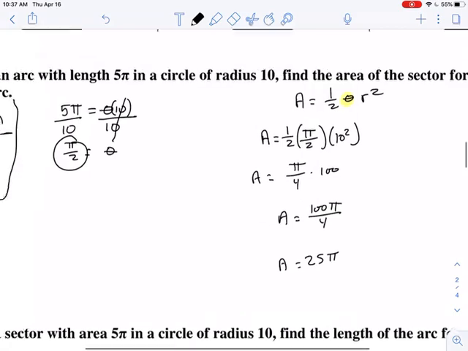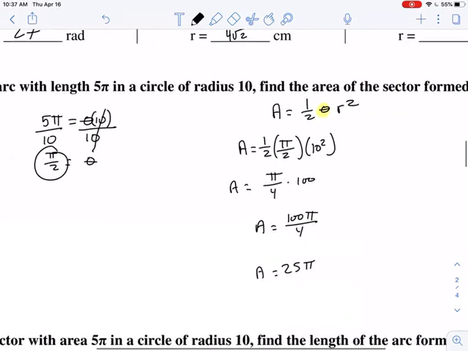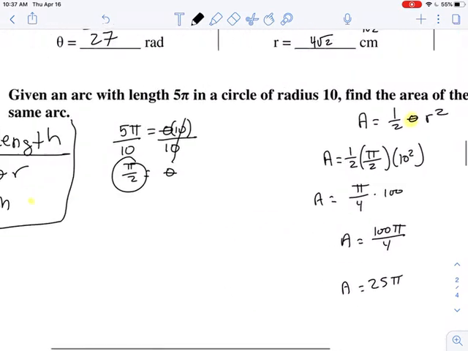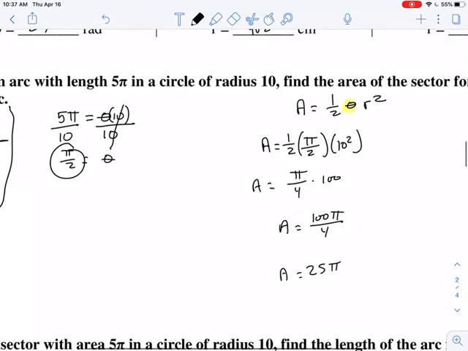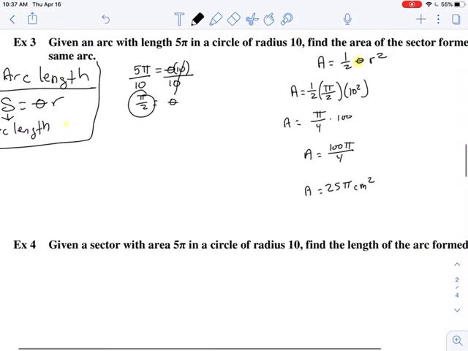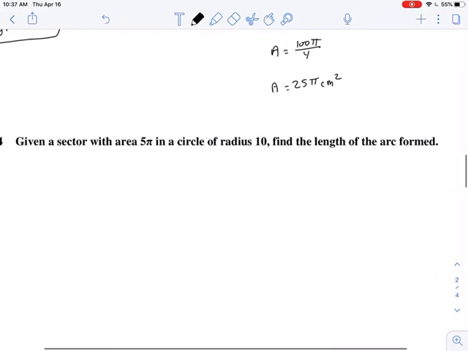What are we in? I don't know if they give us a unit. We'll say it's centimeters because everything else is centimeters. Centimeters squared. Okay? This next one on the bottom is the exact same idea. So why don't you try that one? Check the key, see if you get it right. If you have questions, let us know.